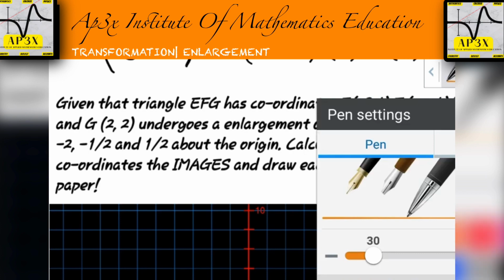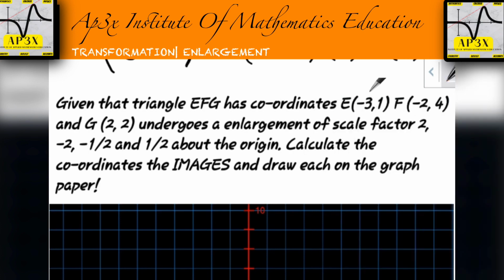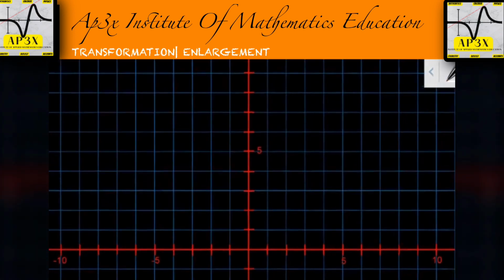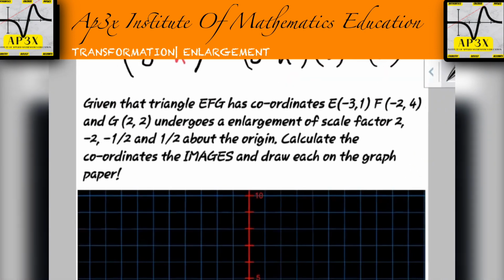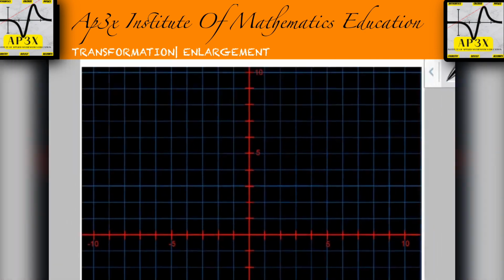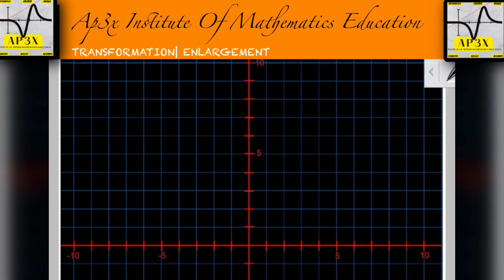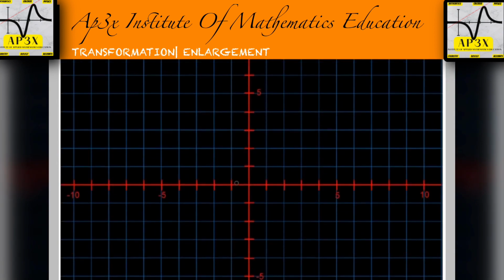So let me just grab here. Okay, beautiful. So we have (-3, 1). Let's just look at the points: (-3, 1), (-2, 4). (-3, 1) is 1, 2, 3.